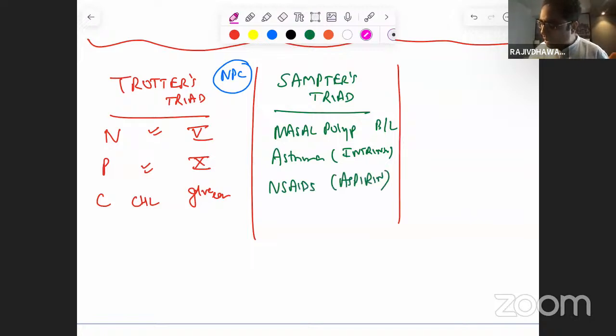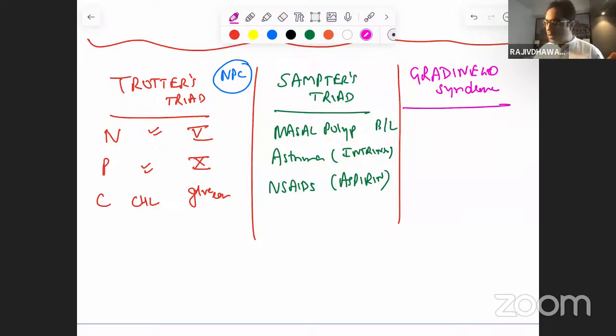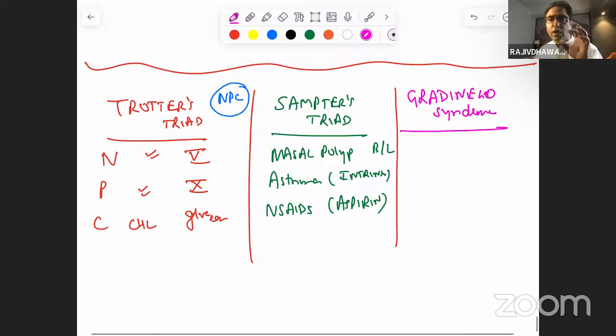The third triad of your exam is Gradenigo syndrome. Gradenigo syndrome is the other name of petrositis, because at the petrous area we have got 2 nerves, the 5th and 6th nerve. The mnemonic is very interesting, beta.